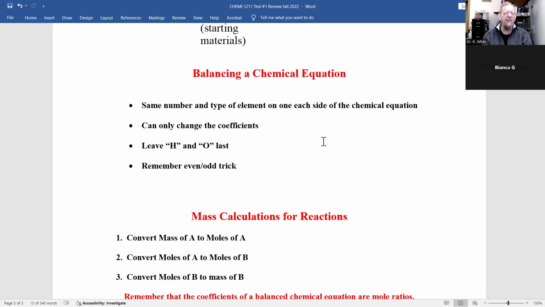No, only the coefficient. Now, I have found that when you are balancing chemical equations, leave hydrogen and oxygen last. You don't have to, but it makes your life so much easier, and it always helps you get the right answer. The other thing I taught in the videos was the even-odd trick, and you should go back and look at that. Let's do one quick balancing chemical equation.